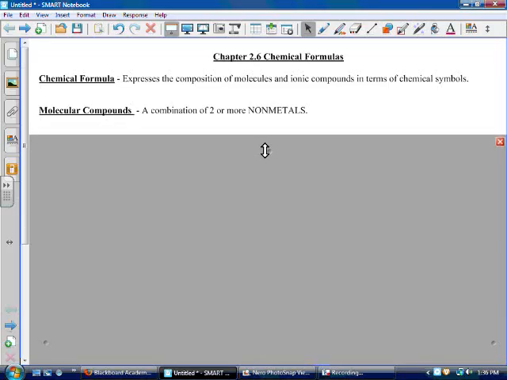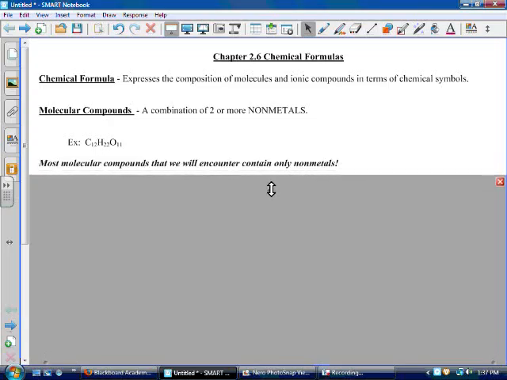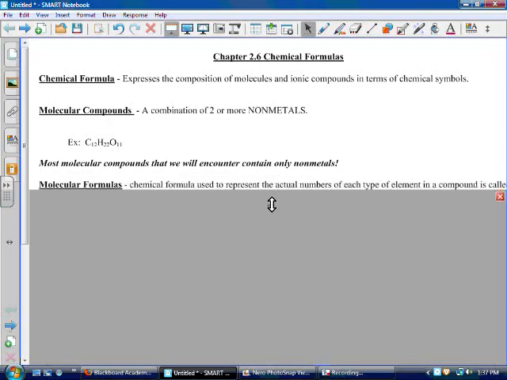Now, when we represent molecular compounds or ionic compounds, there are different ways we can represent them. For example, what you see here is a chemical formula for the substance sucrose, or sugar, C12H22O11. And in that, we can see again that there are 12 carbons, 22 hydrogens, and 11 oxygens in one molecule. So again, that is a representation of one molecule of the compound. Now, most molecular compounds that we encounter are, again, only nonmetals. We see nonmetal and nonmetal combined.